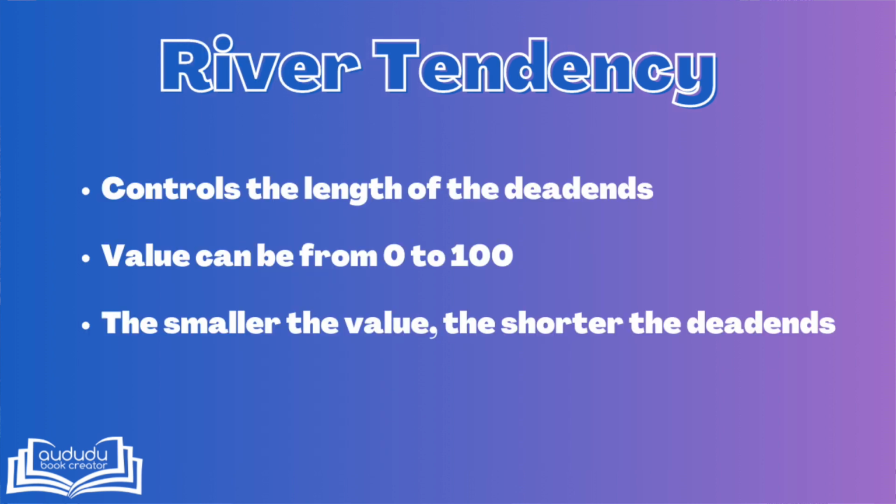So now let's look at the river tendency. Whereas the elitism tendency deals with the solution path, the river tendency deals with the dead ends, the paths that don't lead to the solution. This one can also be a number from 0 to 100, and the smaller this value, the shorter the dead ends are going to be.